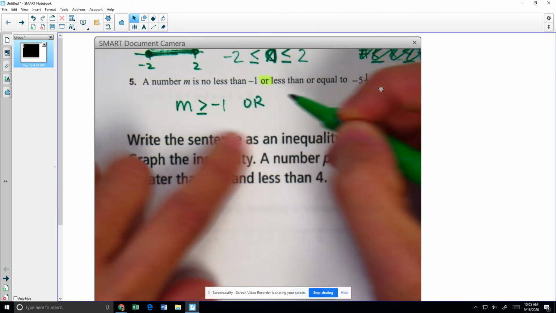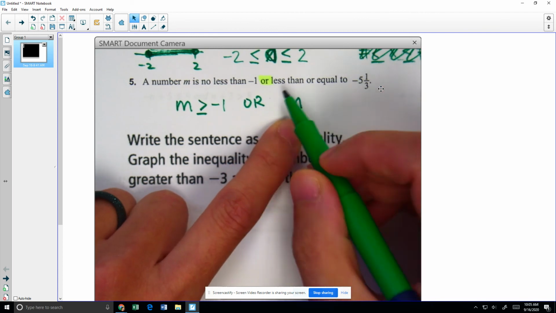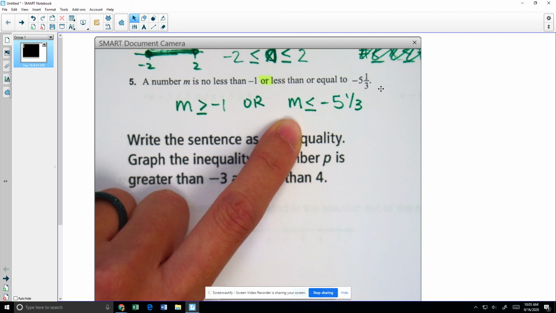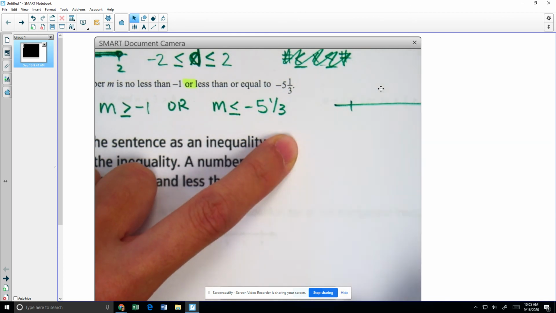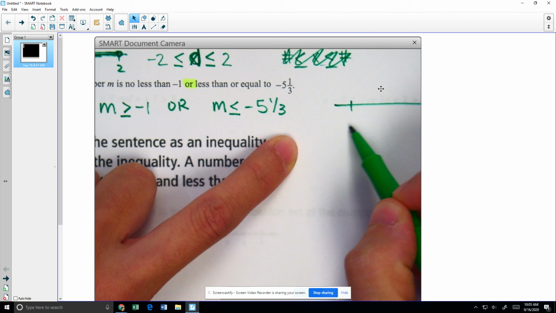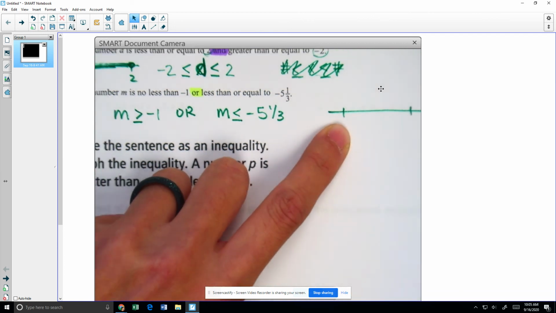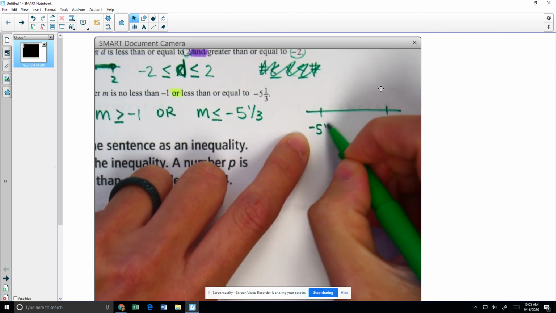Or you have to spell out the word or, otherwise it's wrong. Okay. Or m is less than or equal to -5 1/3. So that's how I would write that. Okay. Now let's graph it. So I have 2 dots. What is the first number on the left? Is it the -1 or -5 and 1/3? -5 1/3. Yeah, so -5 1/3 on the left.